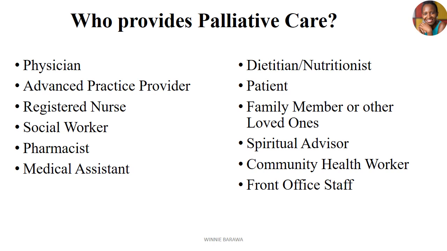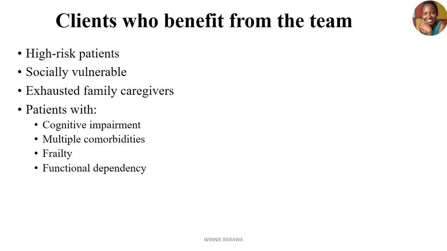So in any team, you might find a physician, an advanced practice provider, a registered nurse, a social worker, a pharmacist, a medical assistant, and also dietitians or nutritionists. The patient him or herself is part of the team, and we have the family members who are very critical at this end stage. Then we have spiritual advisors, community health workers, and front office staff who will guide in documentation and so on. So this is a team, and like I said, it's broad and the composition can vary based on the facility or the guidelines from the different associations.